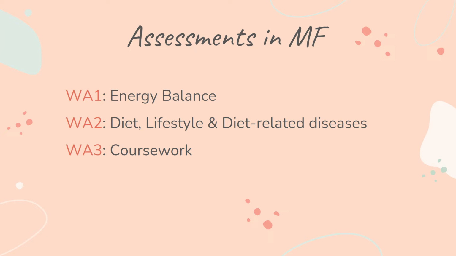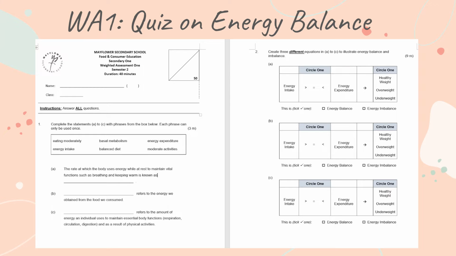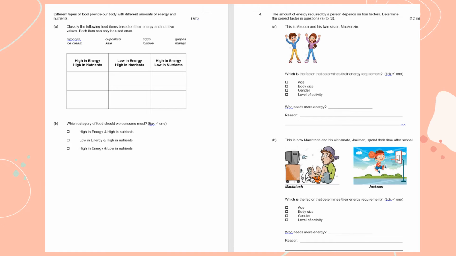There are 3 assessments for summative purposes. For WA1, we followed the suggested topic, energy balance, by CBDD, but made some adjustment to the question asked. We included pictures, tables, and graphs in our questions so that the paper looks less intimidating for the G1 and G2 students.